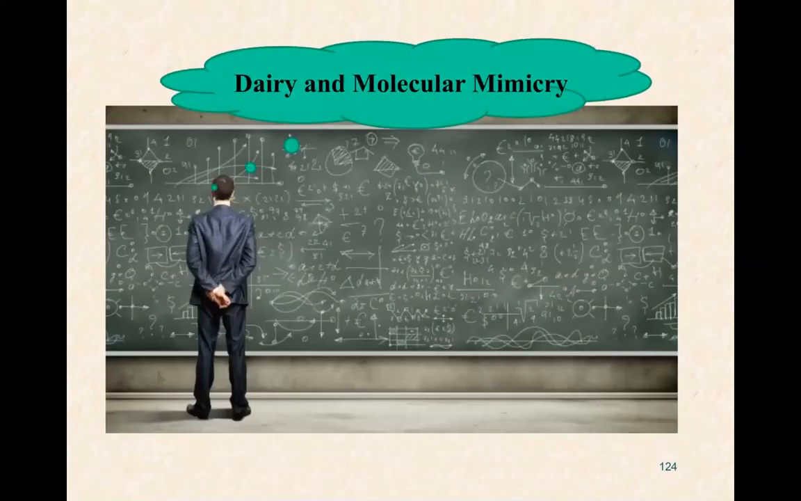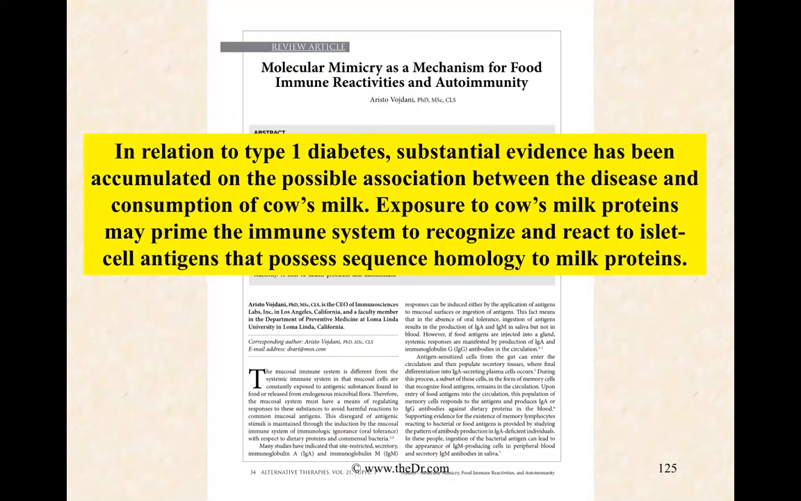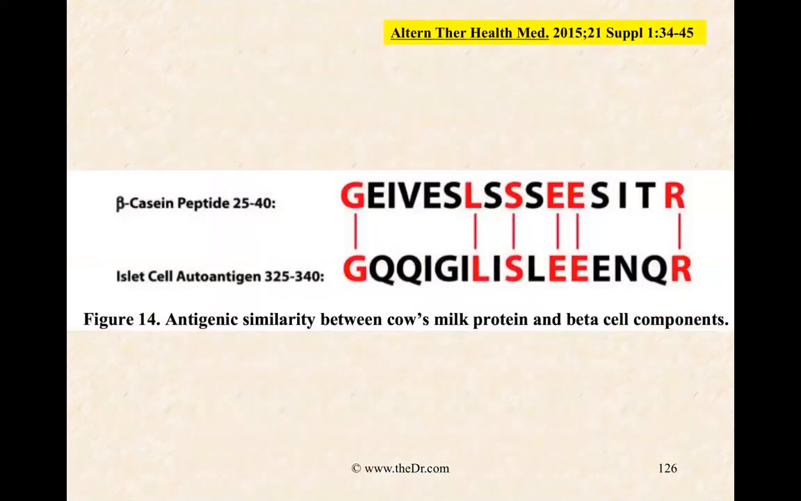What about dairy? Well, many of us know that in newborns, especially newborns in a family of type 1 diabetics, you do not give those kids dairy in the first year of life because of the extreme cross-reactivity with the beta cells of the pancreas. So here's beta casein and islet cells, demonstrating to you the antigenic similarity and where the molecular mimicry will occur.